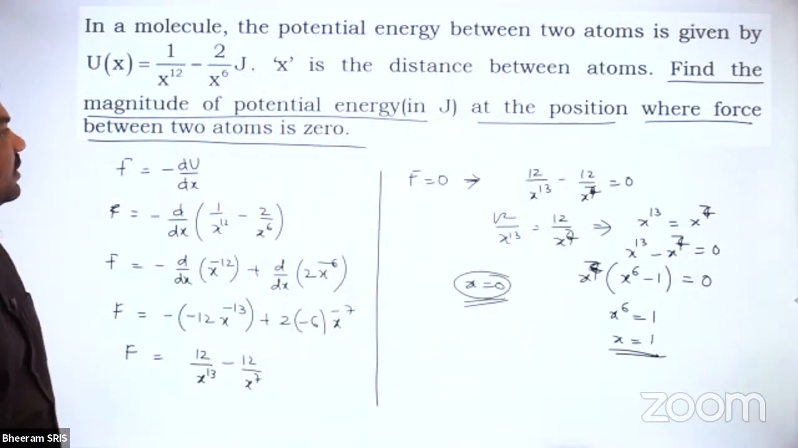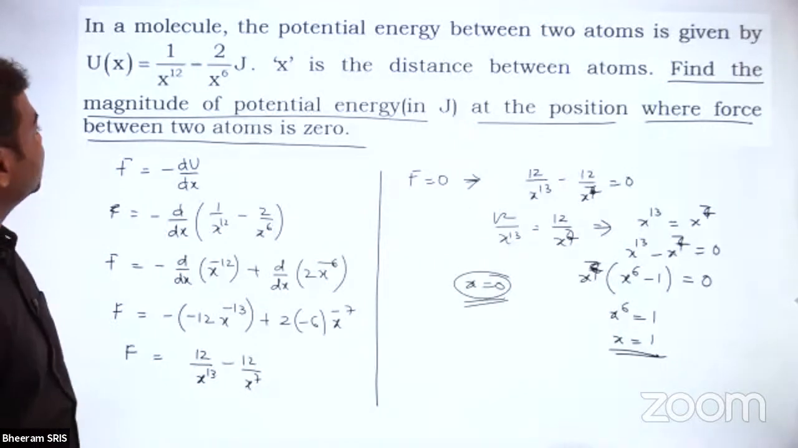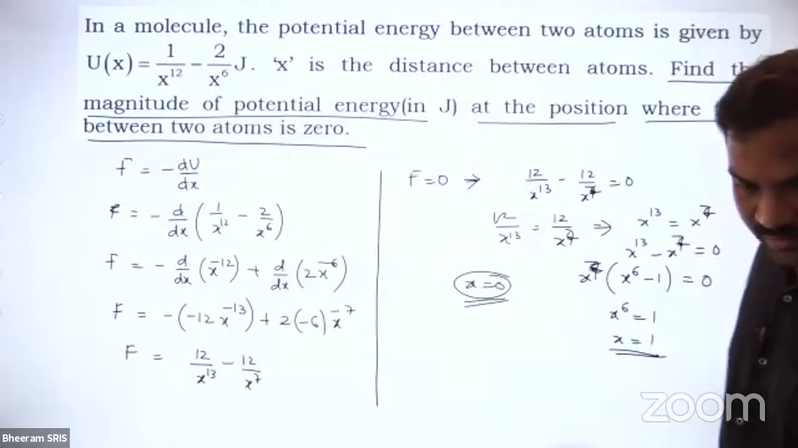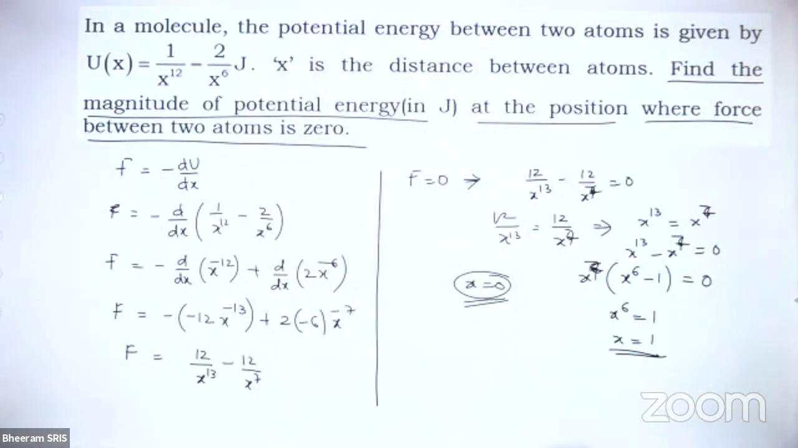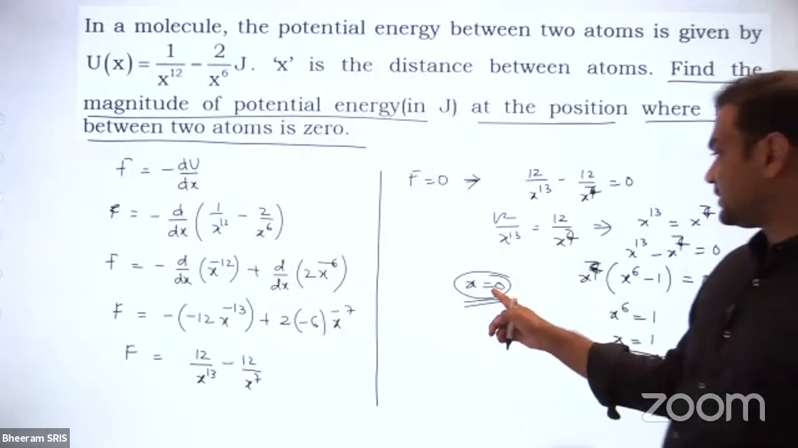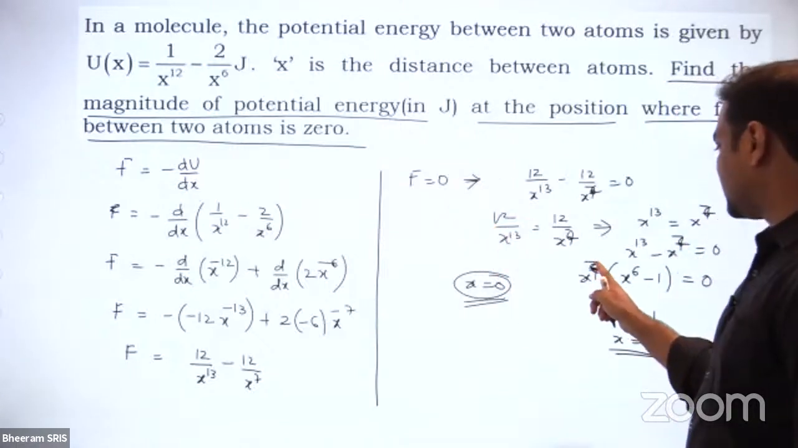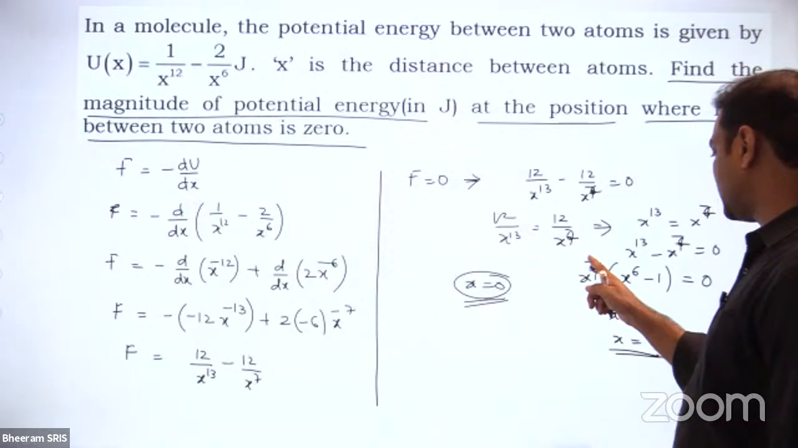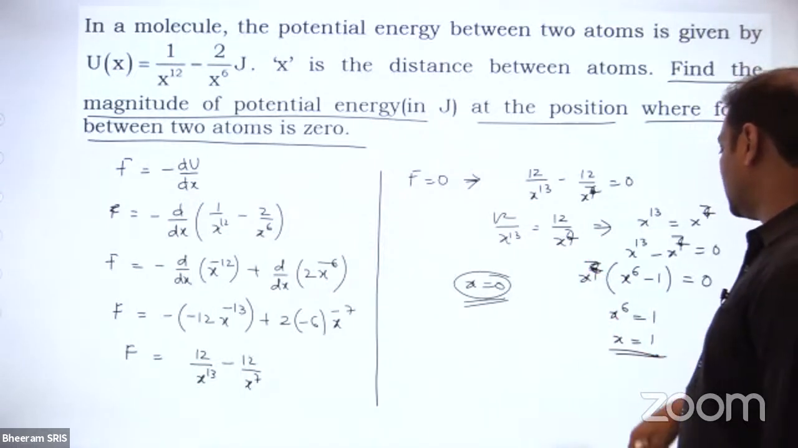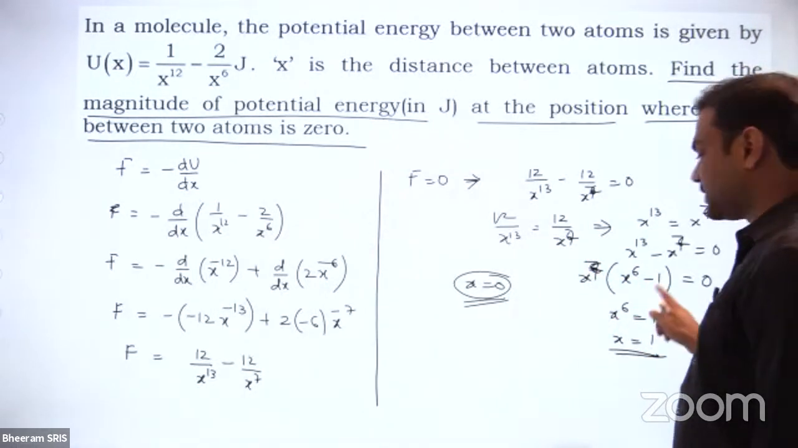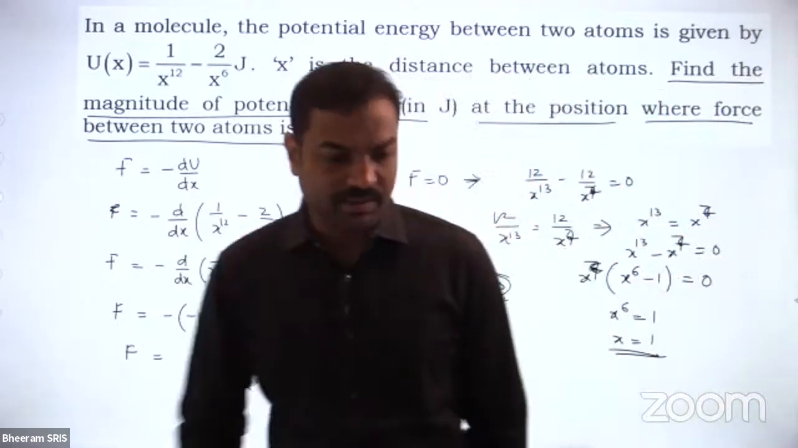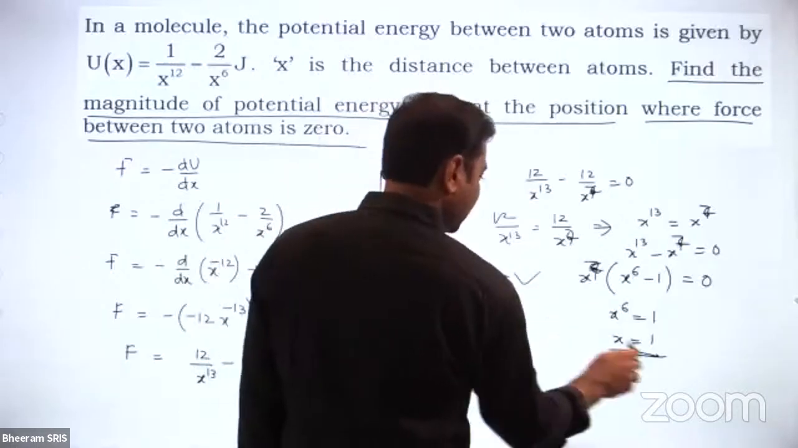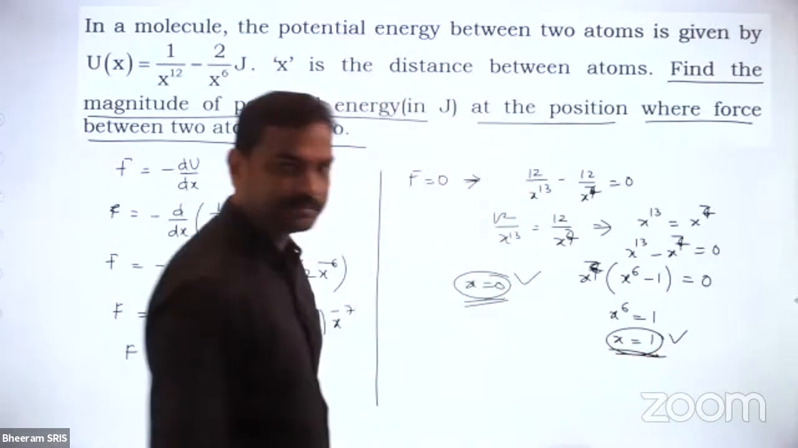So I think 0 or 1, any answer is possible. I think I have given only one answer, right? So 0 is also possible actually. Okay, x is equal to 0, force value is 0, because x raised to 7 into x raised to 6 minus 1. Either x raised to 7 is 0, okay? Or x raised to 6 minus 1 is 0. Both values are possible. I have taken only x value 1, so x value 0 is possible, and x value 1 is also possible.